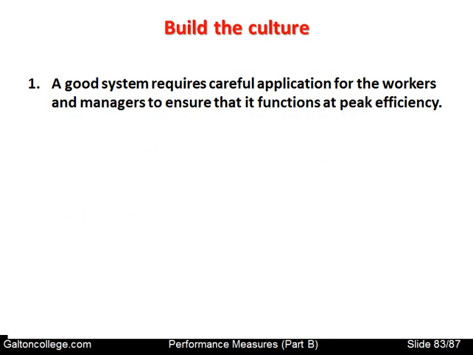So build a culture. A good system requires careful application of the workers and management to ensure that it functions at peak efficiency. So it's important that the managers and the workers see eye to eye on what's required, and that they are, in a sense, supporting each other. The workers are sending back reports about the performance of that part of the system, and the managers are talking to the workers and looking for ideas and involving the workers. It's a collaboration which will help to improve the efficiency of the system.